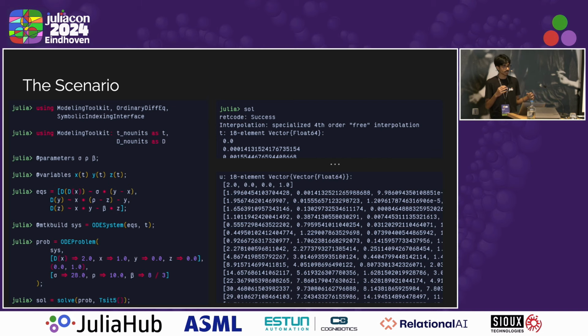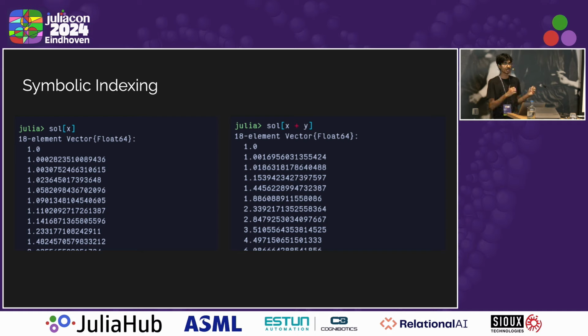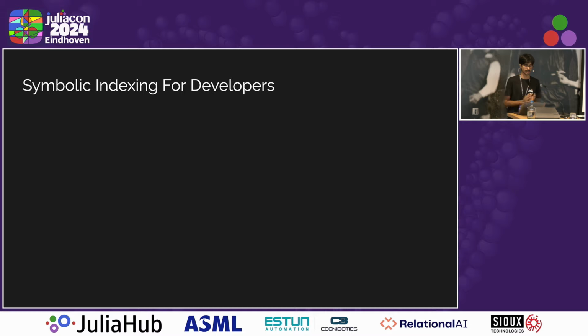That's where symbolic indexing comes into play, because as a user, you really don't want to know what x is, whether it's part of the time series or not. Even if you ask for some computed quantity like x plus y, you should just be able to get it. That's what symbolic indexing enables you to do: instead of accessing the solution at specific numeric indexes, you just give it the variable you're looking for, and it does everything behind the scenes.